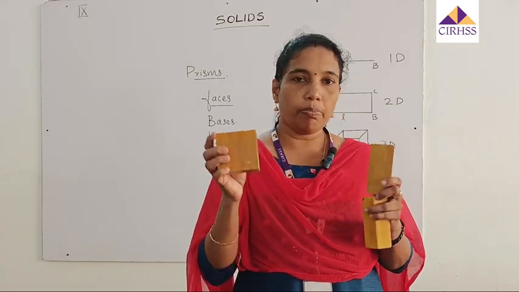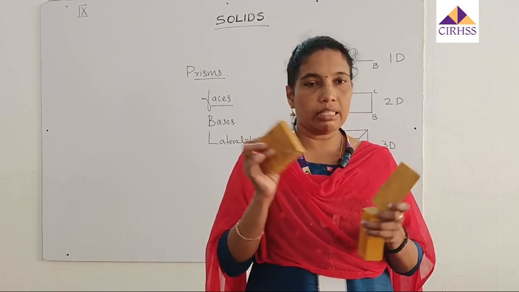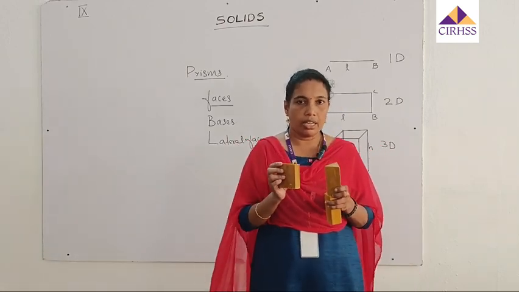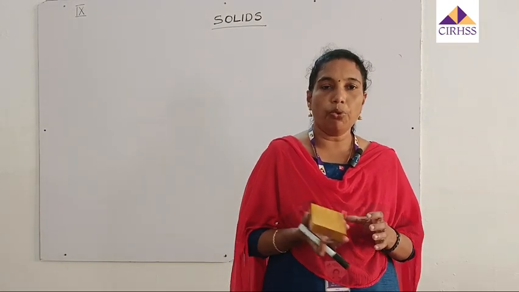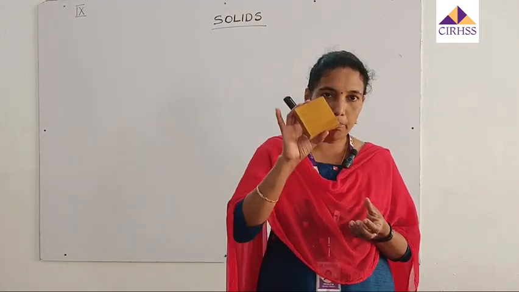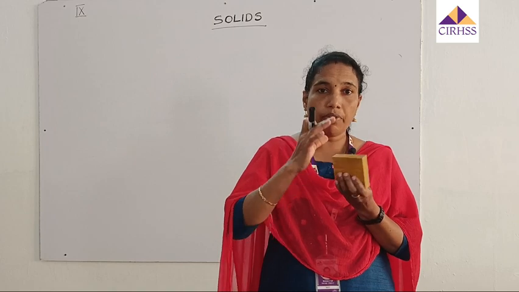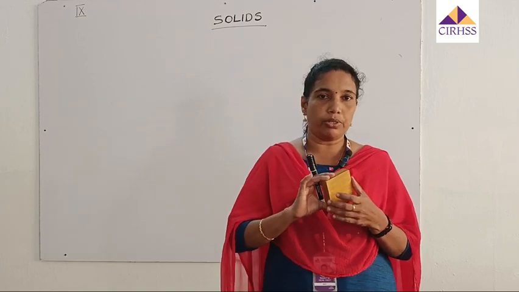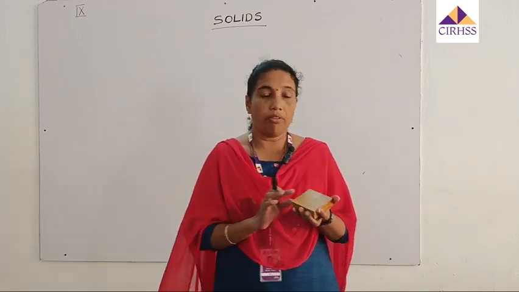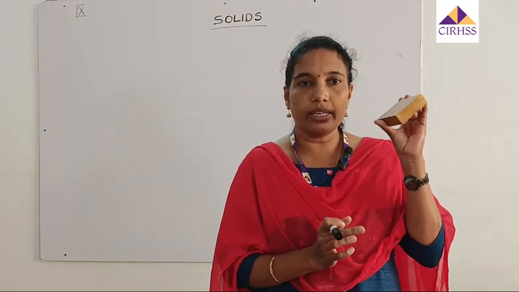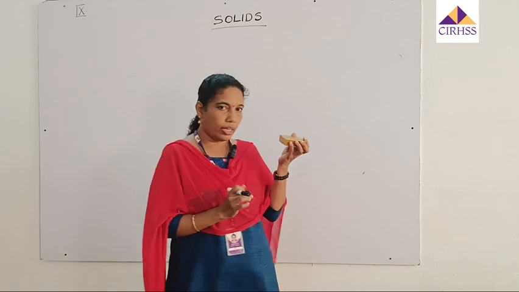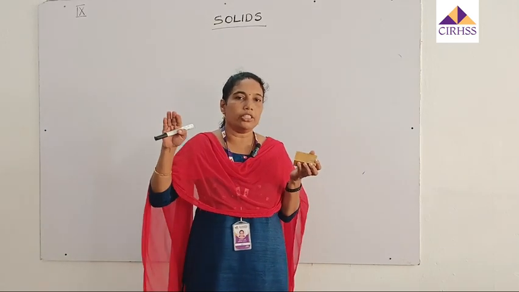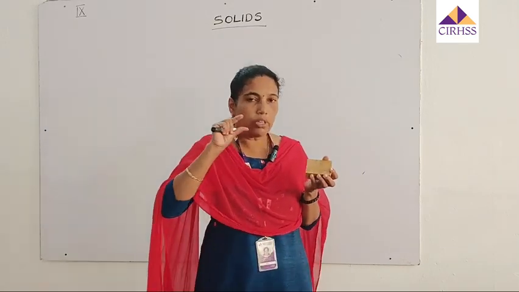So are all of you clear about prisms, their bases and lateral faces? Okay, good. Next we will discuss how to find the volume of a rectangular prism. A rectangular block is called a rectangular prism. Do you remember we learned in class 6 how to calculate the volume of a rectangular block?